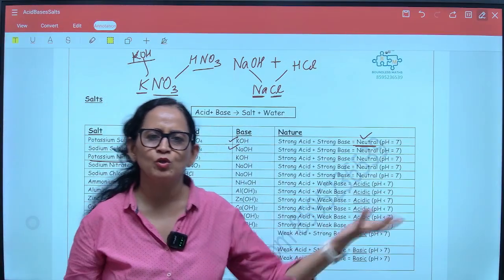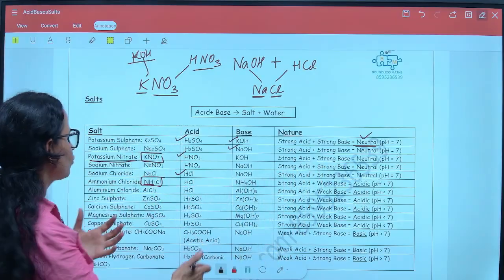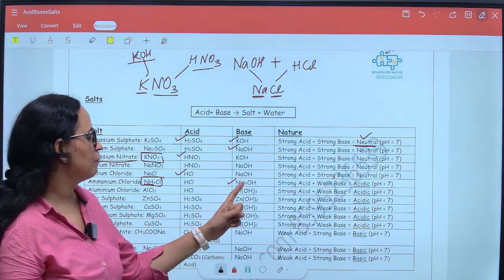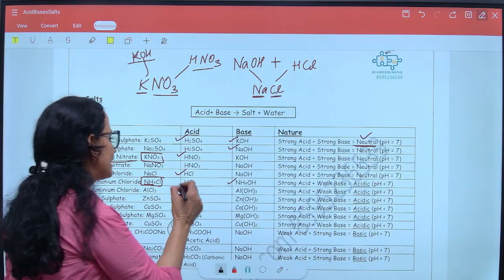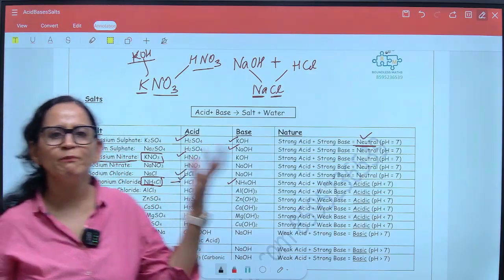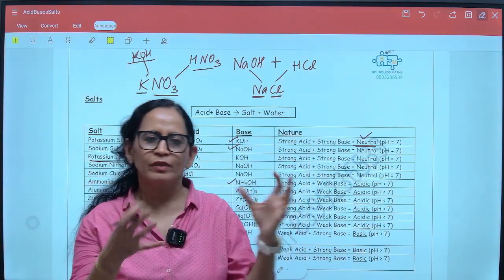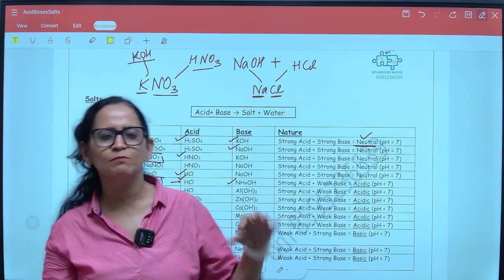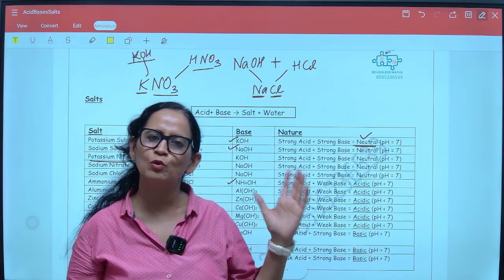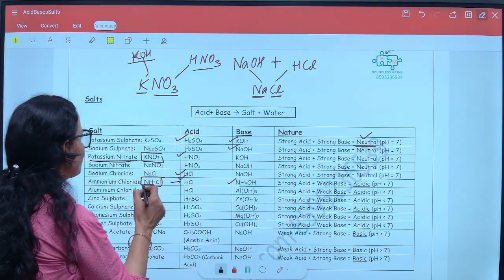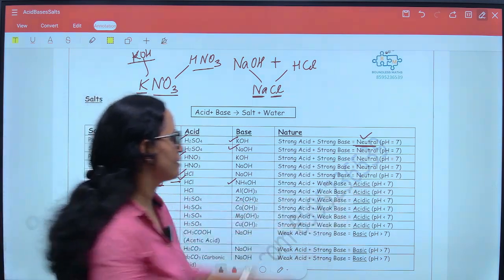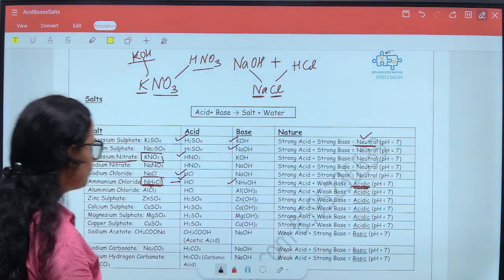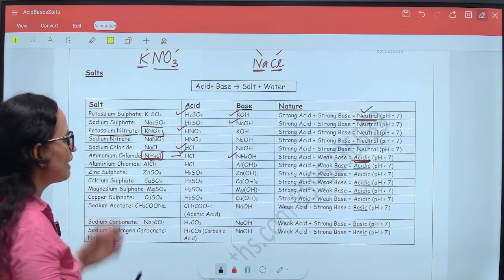But if you mix a strong acid and a weak base, something like NH4OH, which is a weak base, ammonium hydroxide, and HCl, a very strong acid, the nature of the resulting solution will be acidic, because some part of the acid has been neutralized, but overall the resulting solution is still acidic. So the nature of the salt NH4Cl is going to be acidic and it will have a pH of less than 7, right?